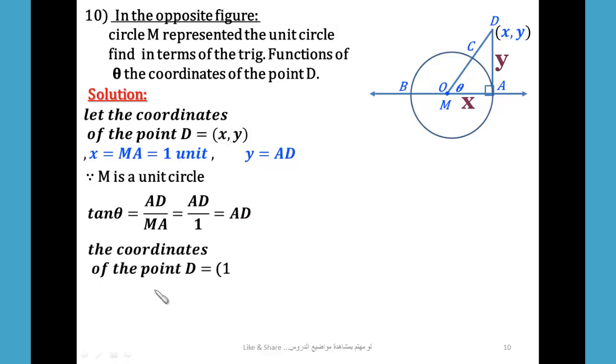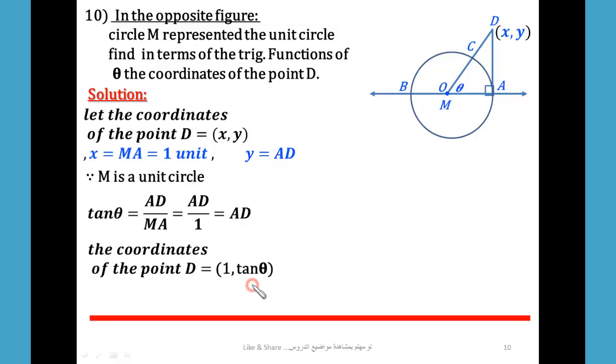Then the coordinates of the point D are 1 and tan theta. As x is 1, y equals AD, and we proved that AD equals tan theta. So the coordinates of the point D are 1 and tan theta. Don't forget that the required is to express the coordinates of the point D in terms of trigonometric functions of the angle theta. So the coordinates are 1 and tan theta.